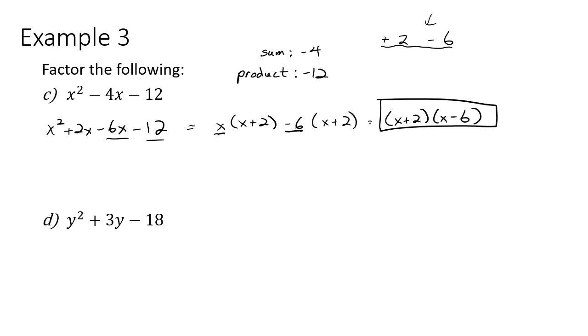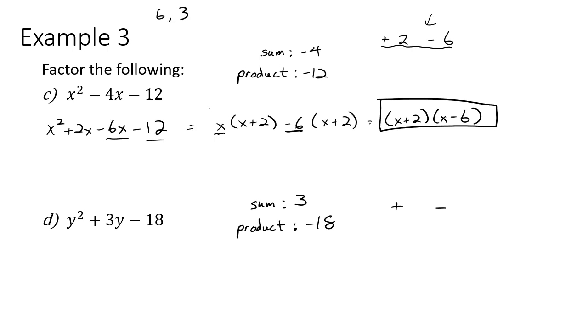So let's try that out with part D. So this time around, we're looking for two numbers whose sum is positive 3 and whose product is negative 18. So again, the product is negative, so we got different signs. I'm looking for two things that would multiply to give me 18 and subtract, because the signs are different, to give me 3.